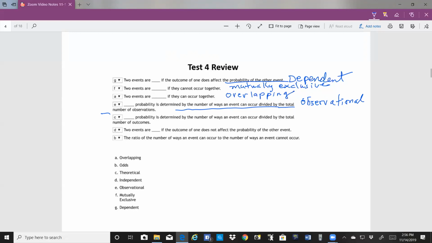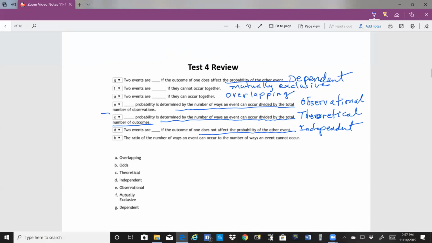The next one is theoretical. Theoretical probability is determined by the number of ways an event can occur divided by the total number of outcomes. This is probably where you actually use mathematics to theoretically determine probabilities. 2 events are independent if the outcome of one does not affect the probability of the other event.